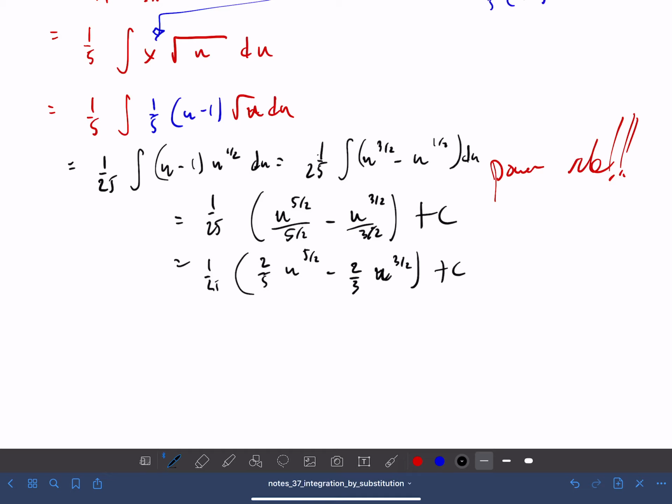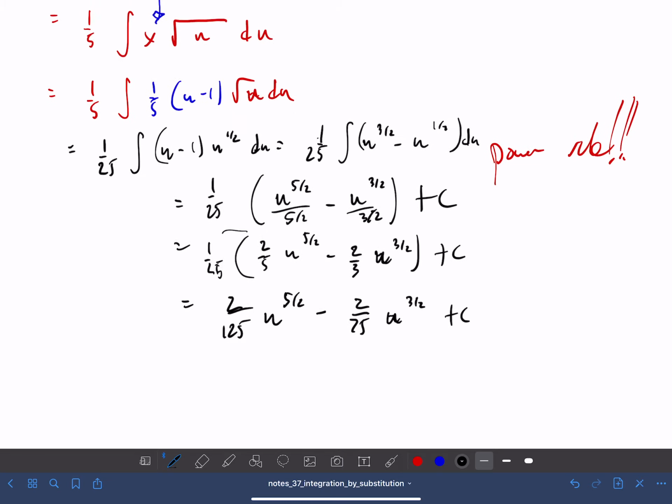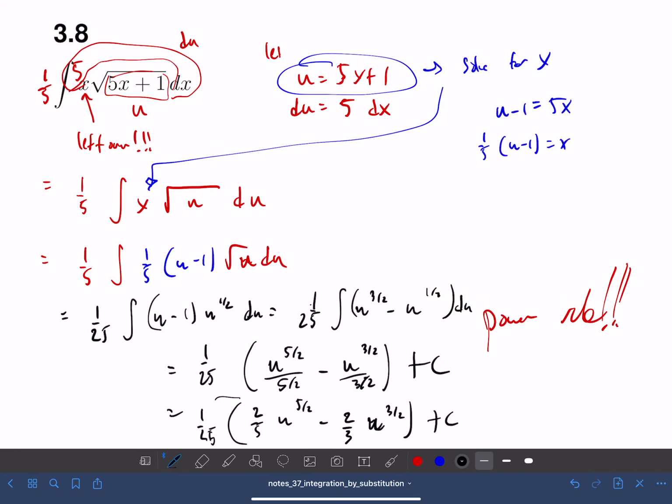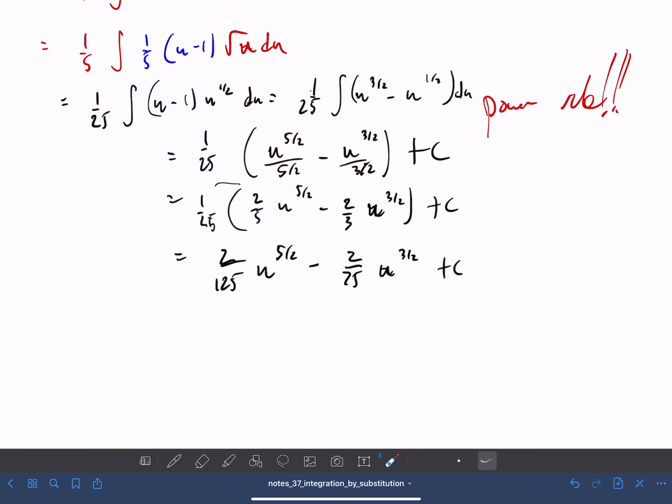Okay. And then, depending on how ambitious you're feeling, we can distribute that over. I'll go ahead and do it. So we'll have 2 over 125 u to the 5 halves minus 2 over 75 u to the 3 halves plus c. And as a final step, we'll go ahead and put in what u was. u was 5x plus 1.